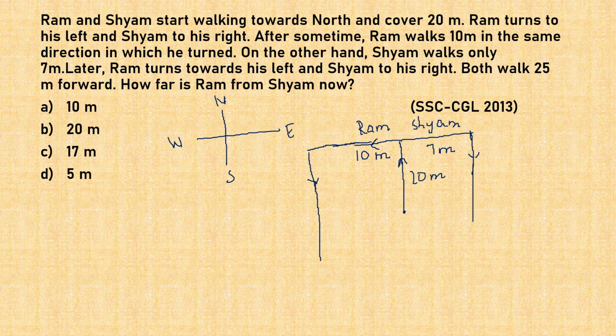So that will be more than 20. So we need to extend the line a bit more. So this is 25 meters for Ram and this is 25 meters for Shyam. How far is Ram from Shyam now? So what do you have to find here? You have to find this distance.